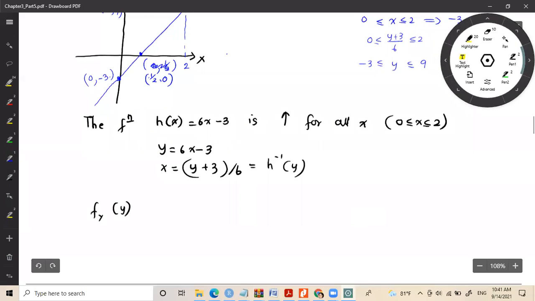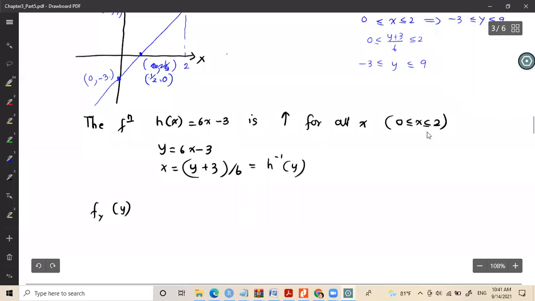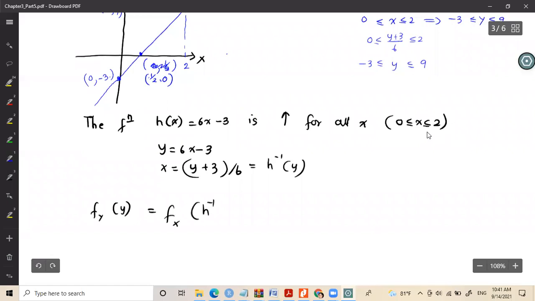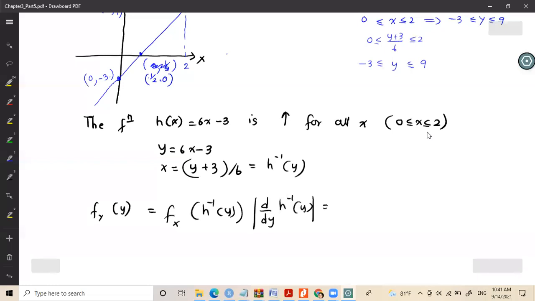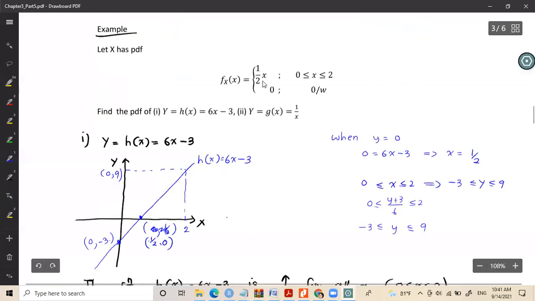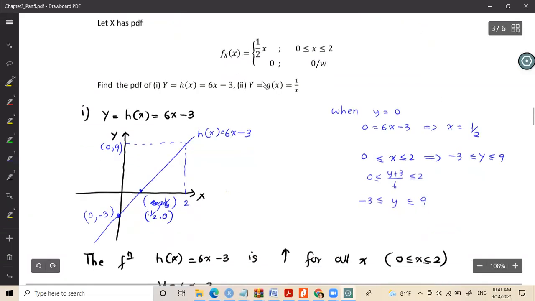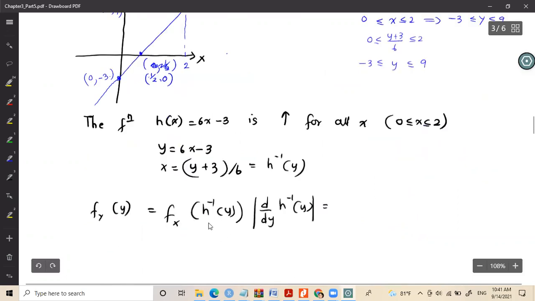f_Y(y) will be f_X evaluated at h inverse y, times the absolute value of d over dy of h inverse y. So let's go back to f_X. What is our f_X? 1 over 2 times x. So what should we do? Now we have to evaluate x at h inverse y. What is h inverse y? y plus 3 over 6.